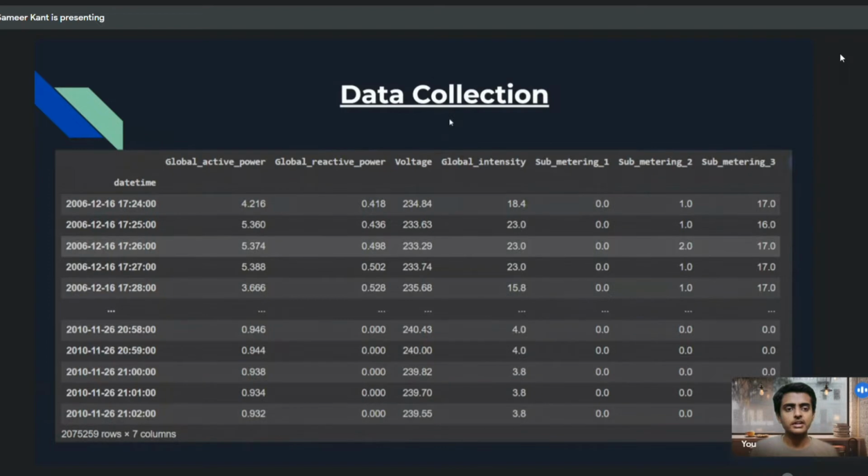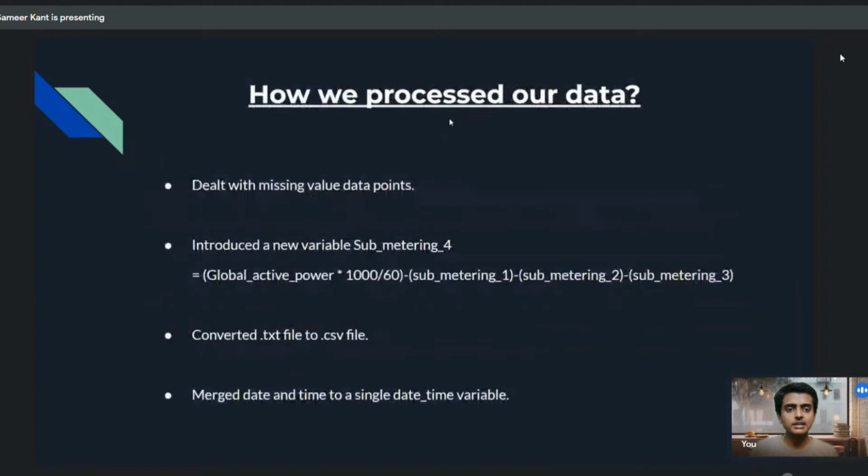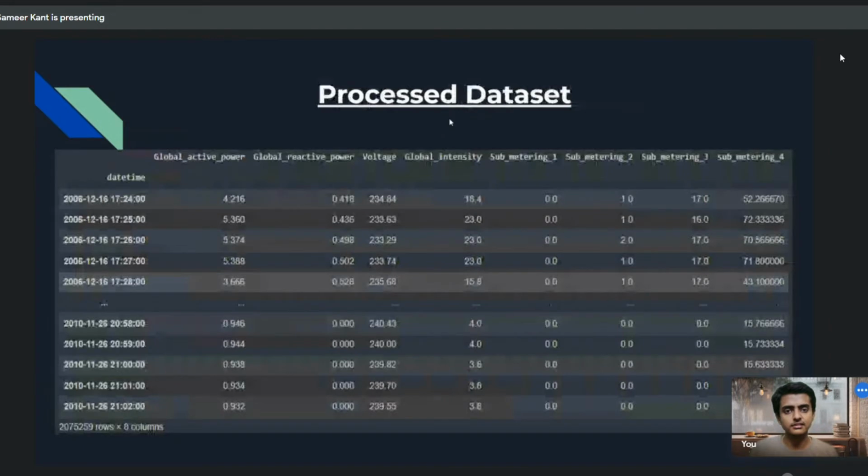Moving forward to data processing. In the dataset, we have the total active power and power consumed by different parts of the household, represented by submetering 1, 2 and 3, but these fall short of the total active power. So we introduced a new term called submetering 4. Here we first converted the global active power to watt hours and then subtracted submetering 1, 2 and 3 from it to get the remaining watt hours, represented by submetering 4. Since we had some missing values represented by question marks, we marked all missing value characters with a NaN value. Our processed dataset looks like this.